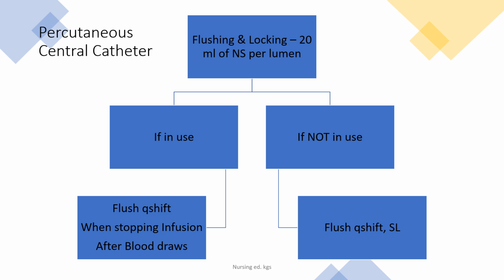If any lumen is in use, you'll flush it per shift, when you're stopping an infusion, pre and post administration of any intermittent medication, and post blood sampling. You'll always flush with at least 10 ml of normal saline. If your lumen is dormant, you're not using it, you'll flush it every shift.